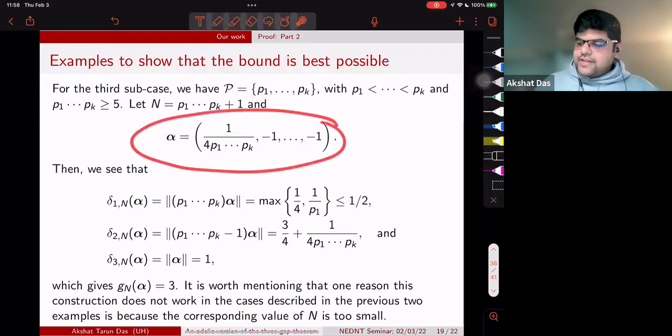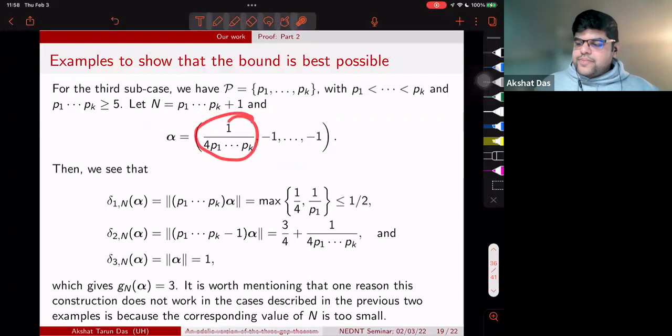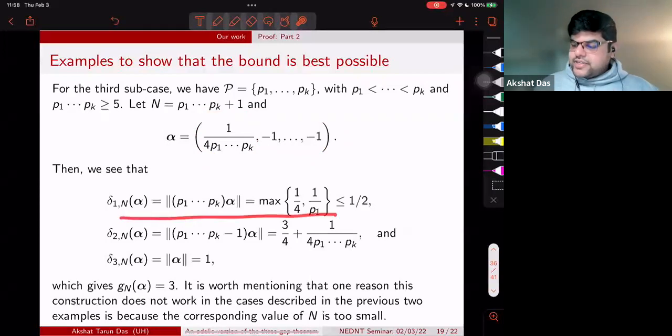And then we define the vector alpha as follows. In the Archimedean place, we have this. And for all the non-Archimedean places, we have -1. Then again, the first distinct nearest neighbor distance is going to be the maximum of 1/4 and 1/p1, and this is less than or equal to half. The second one is obviously going to be a little bigger than 3/4, because this is 3/4 plus 1/4 times the product of the primes. And then the third distinct nearest neighbor distance is 1. So we have 3 distinct nearest neighbor distances, and again, this shows that the little g and alpha function is going to be equal to 3.